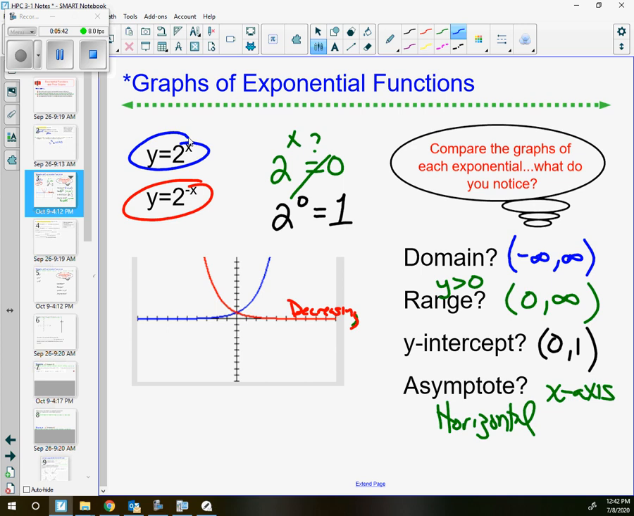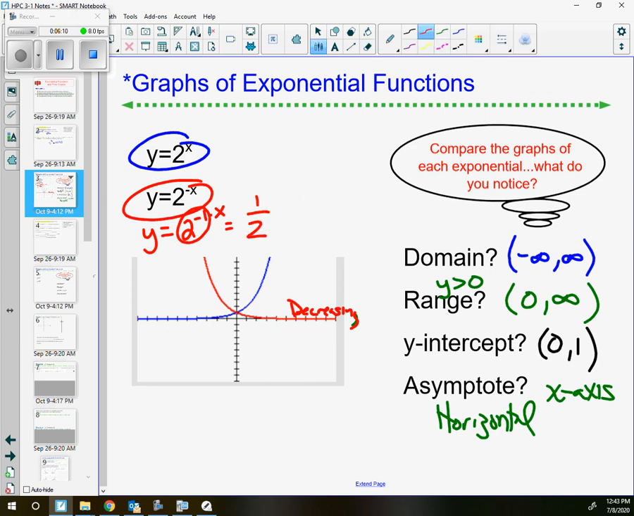I want to talk about one other way to write this second equation, and I think this is going to be an important idea for you to think about as we express these. Instead of saying 2 to the negative x, I'm going to think of it like this first: 2 to the negative 1 times x. The reason I'm going to do that is because negative 1 times x is negative x, or the opposite of x. What's 2 to the negative first power? Remember, negative exponent means 1 over, the reciprocal, so that would be the same as 1/2 to the x.